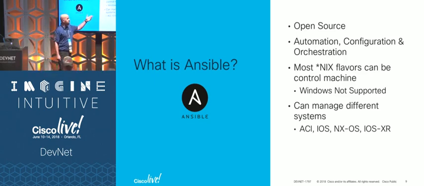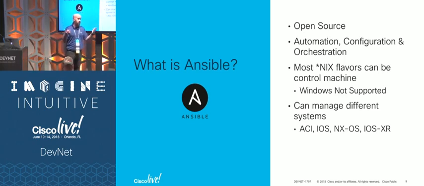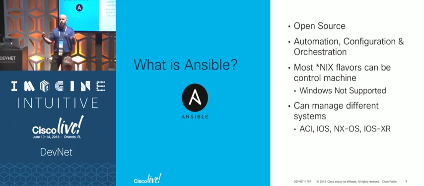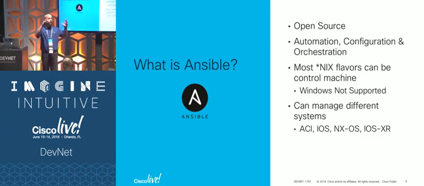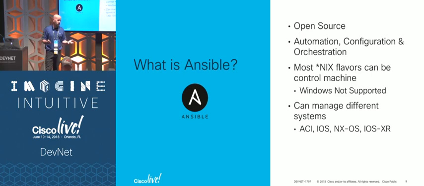It can manage different systems. Now, the focus of my talk, of course, is ACI, but if you have other types of Cisco infrastructure in your environment, you can manage it with Ansible. So if you have iOS, NXOS, iOS XR, you can even go above and beyond that. There are Ansible modules that cover other vendors, but this isn't other vendors live. This is Cisco Live. So that's what we have here.